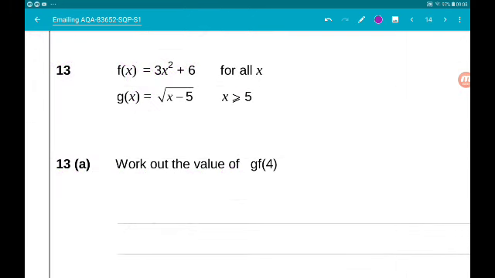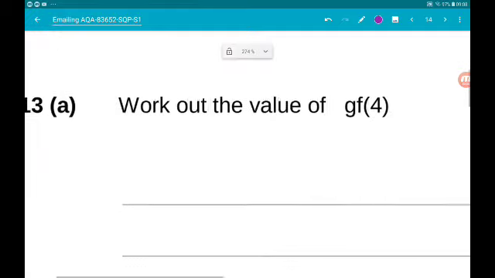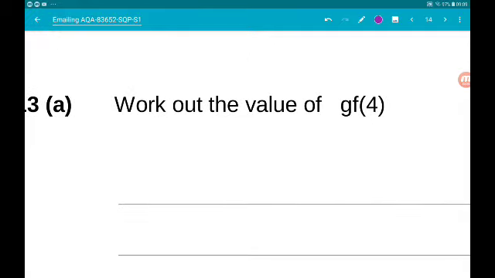Question 13, we have functions, so I'll put my function stuff down below in the description. f of x is 3x squared, add 6 for all x. g of x is root x minus 5 for x greater than or equal to 5. We want to find the value of fg of 4. No, we don't. gf of 4. So gf of 4 means g of f of 4.